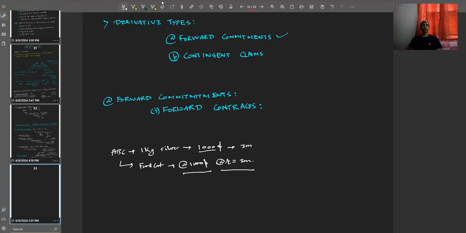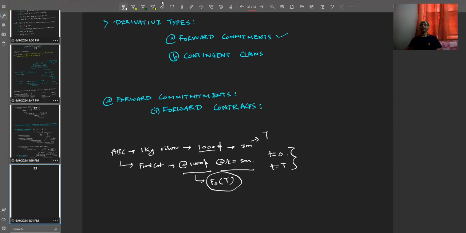Now this $1,000 can be symbolized as F0T. T is basically the maturity time, which is 3 months. Initiation time is T is equal to 0. Maturity is generalized as T is equal to capital T, let's say. Therefore, the forward price, that is the price at which the contract will be fulfilled at the end of the maturity of the contract period, is denoted by F0T.